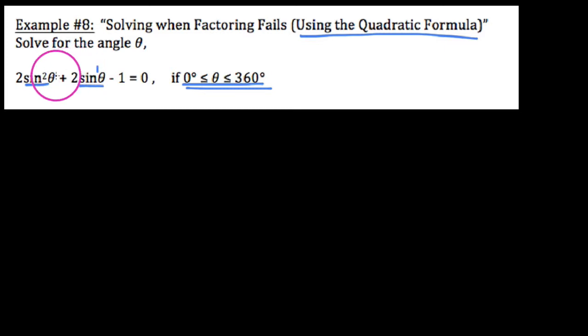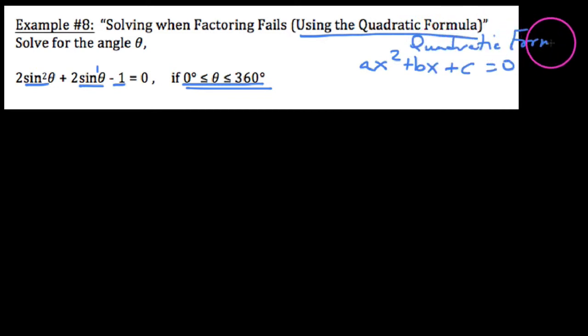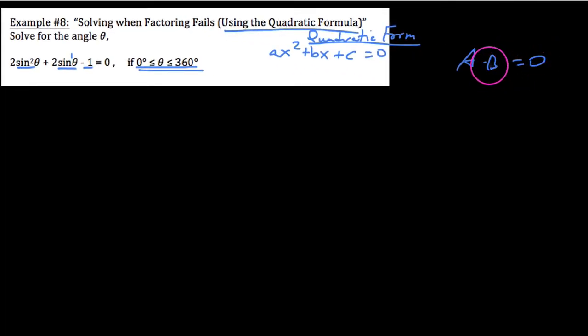I do notice this though: if I have a sine squared, a sine to the first, and a constant term, then this looks like something in quadratic form. We call this quadratic form, a standard form of an equation that is quadratic. So what we're going to try to do is factor this to get something like a times b equals 0. If that's the case, then one of them has to be equal to 0, and we can set each individually equal to 0 and solve. In this instance, we're going to see that factoring fails, and then ask ourselves what to do after that.